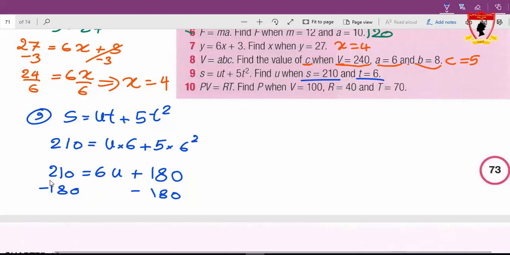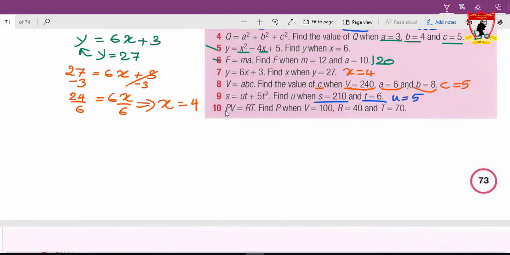Now 210 minus 180 is equal to 30. So from here we go there. 210 minus 180 is equal to 30, is equal to positive 180 with negative 180. They cancel each other out. What's remaining here is only 6U. Now you can think, 6 times which number is equal to 30? 6 times 5. Or, just like the ordinary way, get rid of the 6 by dividing both sides by 6. 30 divided by 6 is equal to 5. And what's remaining on the side is only U. So U is equal to 5.